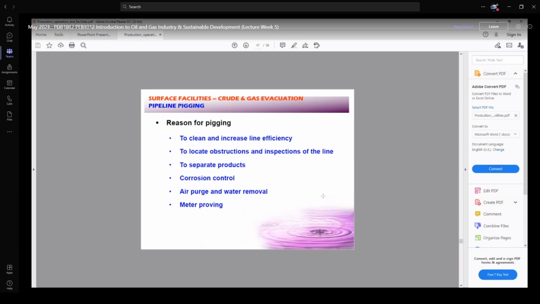To increase the efficiency of the pipeline and to clean it, we need to run a pig through it. The pig is the tool we run through the pipeline, which removes all the hurdles, all the debris from the pipeline, and cleans it. Okay, and also to locate obstructions, inspect the line, separate products, corrosion control, air purging, water removal and meter proving.